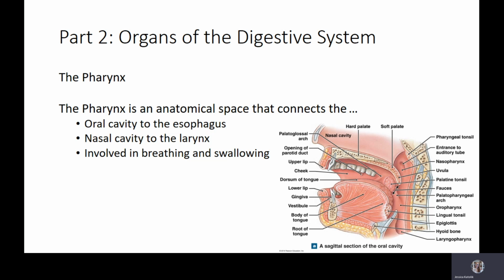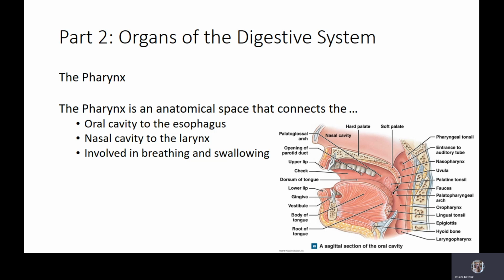Just a bit of review, the pharynx is going to have three regions. It's going to have the nasopharynx over here, which is going to be behind the nose, the oropharynx, which is going to be behind the mouth, and the laryngopharynx, which is going to be behind the larynx. And what are the functions of the pharynx? It's going to connect the oral cavity or mouth to the esophagus, and it's also going to connect the nasal cavity to the larynx. So it's going to be involved in both breathing and swallowing.